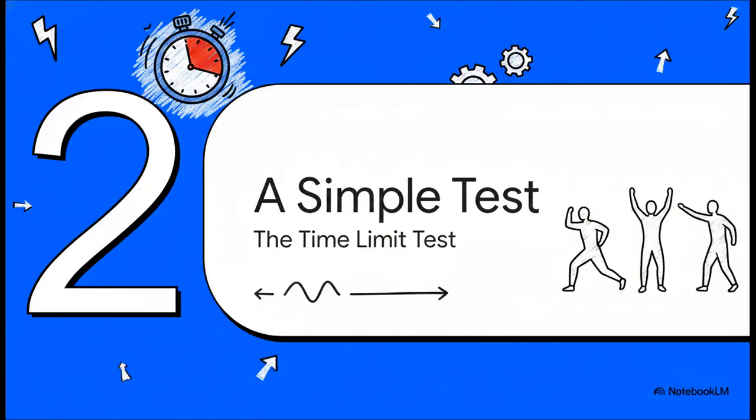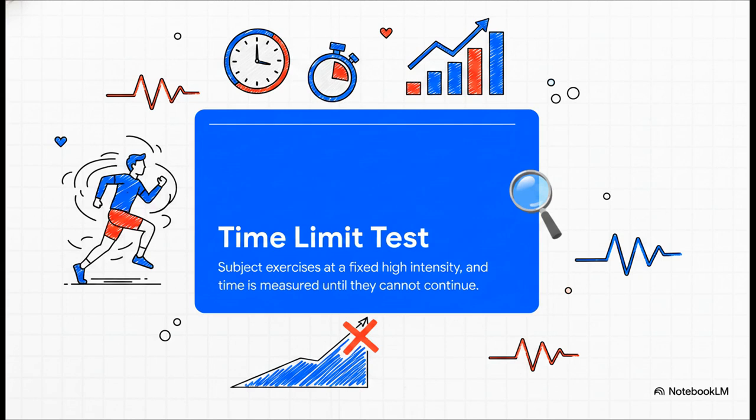And that is exactly where this different kind of assessment comes into play. It's a test that's remarkably simple, but, as we'll see, incredibly powerful. So what is this thing? Well, technically, it's a protocol where a person exercises at a constant high intensity, usually set right around their VO2 max. And then we just time them. We measure exactly how long they can keep going before they have to stop.